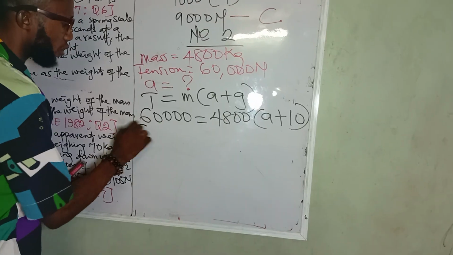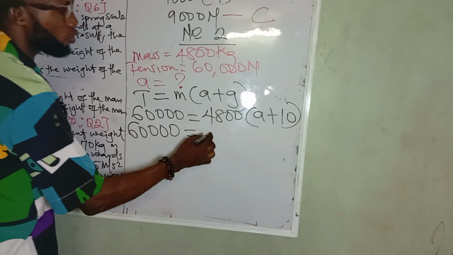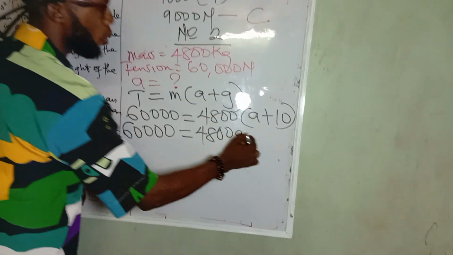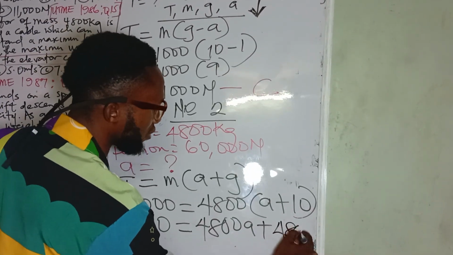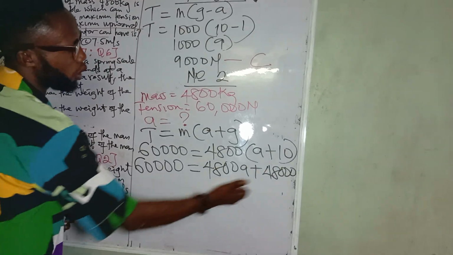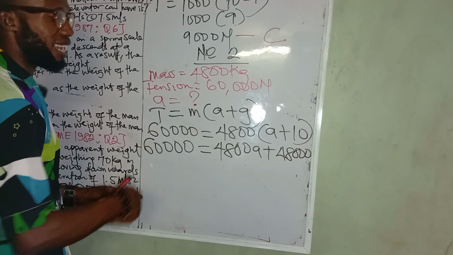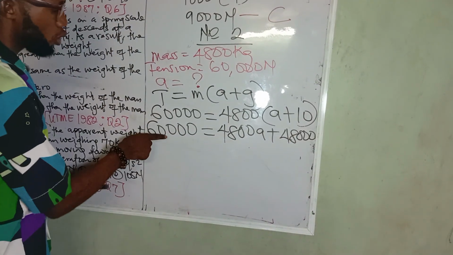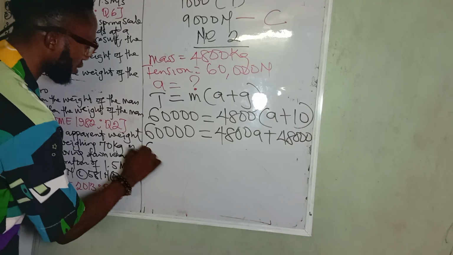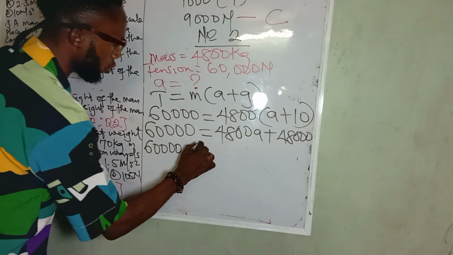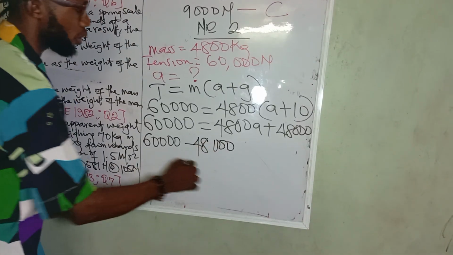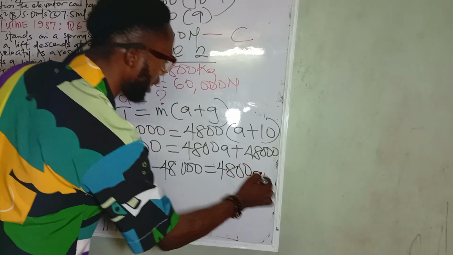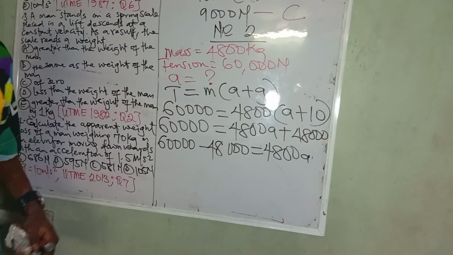You are going to open this bracket. So you have 60,000 equals 4,800 multiplied by A, which gives 4,800 A, plus 4,800 times 10, which gives 48,000. Then you collect the like terms. So you have 4,800 A here, then you bring 48,000 to subtract from 60,000. So you have 60,000 minus 48,000 equals 4,800 A.